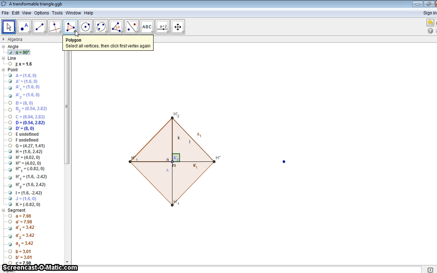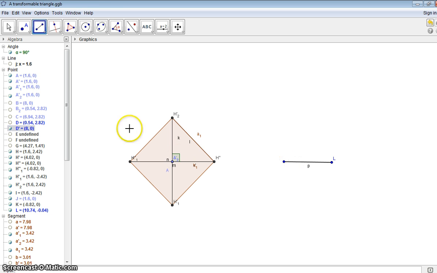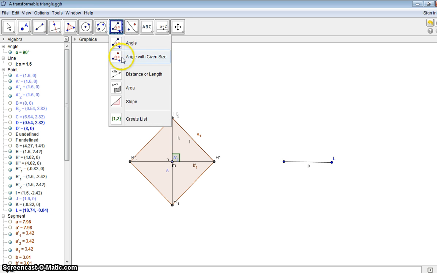So how about if I make an isosceles triangle, but it isn't a 45, 45, 90? How can I do that? Well, I could create a segment here, and I could rotate that segment, but I'm going to be careful not to rotate it 90 degrees this time.